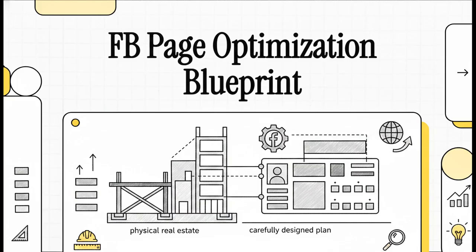Well, the exact same principle applies to your digital real estate. Today, we're unpacking a blueprint for strategic Facebook page optimization. We're going to break down the precise structural elements that take a totally average, forgettable social profile and engineer it into a high-performing asset for your brand and online business. Let's get right into the construction phase.